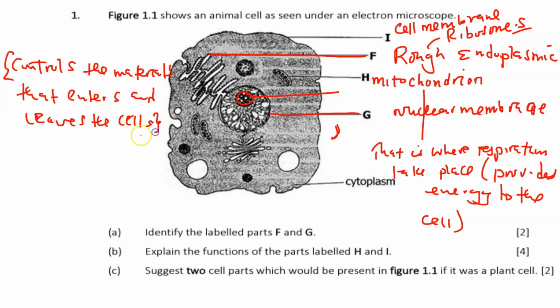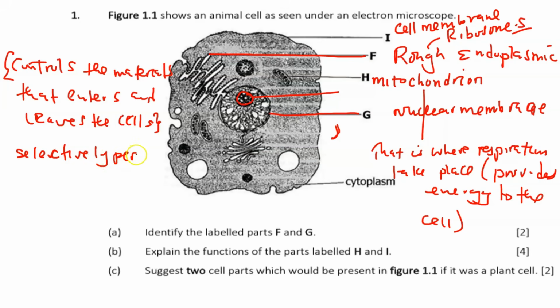That is not its function. That is the adaptation. So the function: it controls the materials that enter and of course leave the cell. But if you are given a question to give an adaptation, what enables it to control the materials entering or leaving is that it is selectively permeable. So the cell membrane, you need to know that it is selectively what? Permeable.